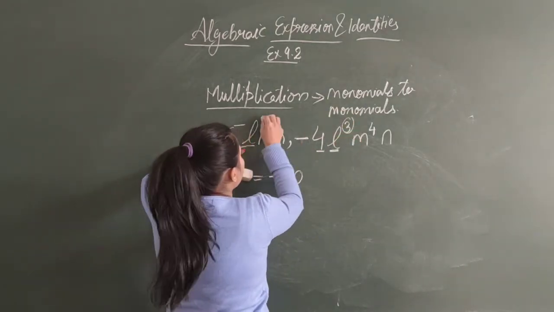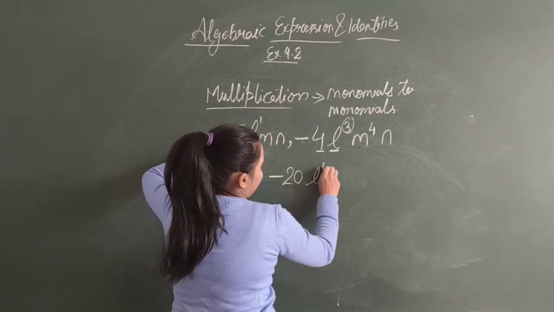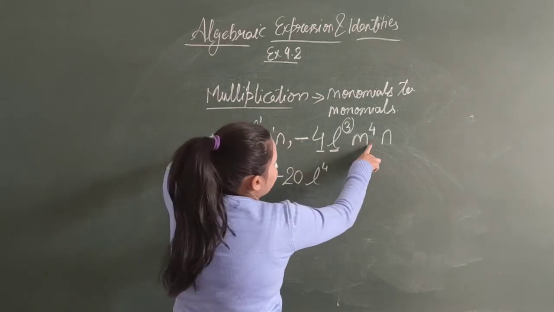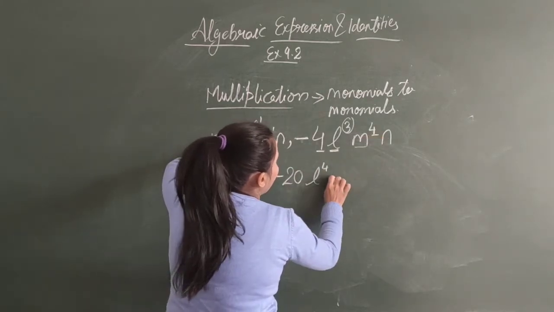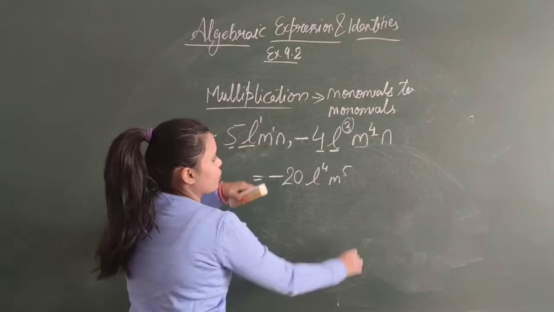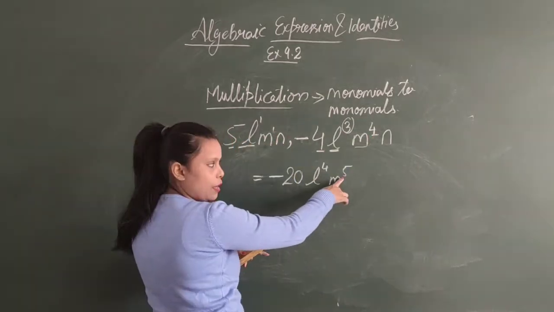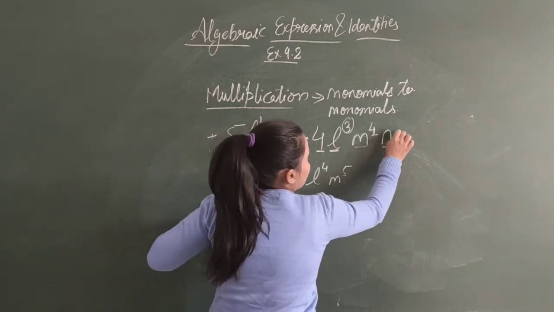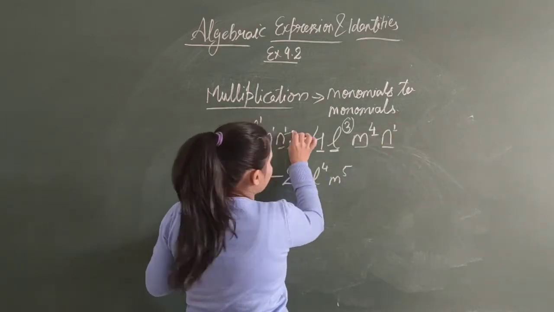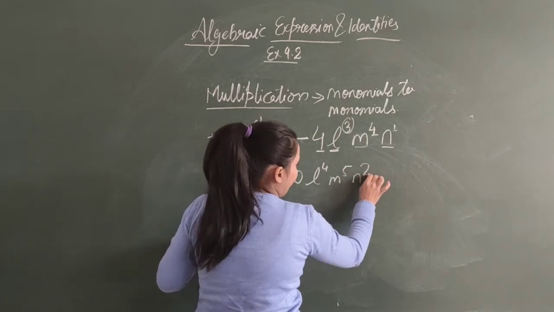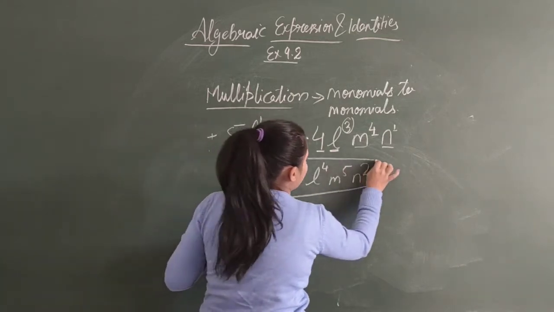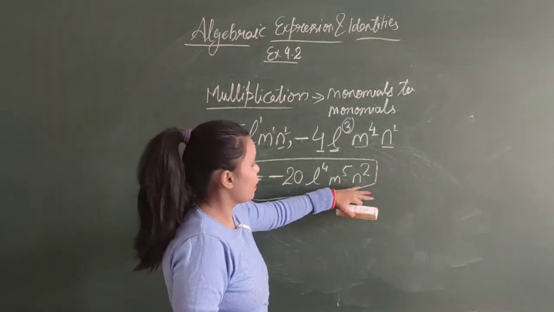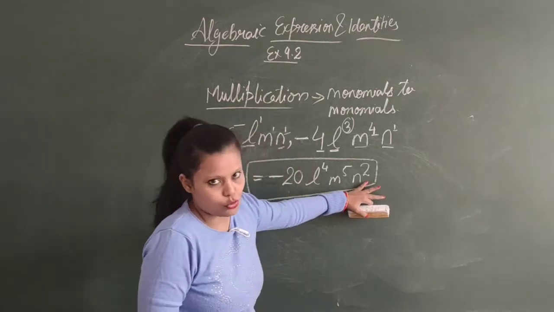So 3 plus 1, l to the power 4. m to the power 1 multiplied with m to the power 4 will give you m to the power 5, 4 plus 1, 5. Now n to the power 1 and n to the power 1. So 1 plus 1, it will give you n square. So your answer is minus 20, l to the power 4, m to the power 5 and n to the power 2.